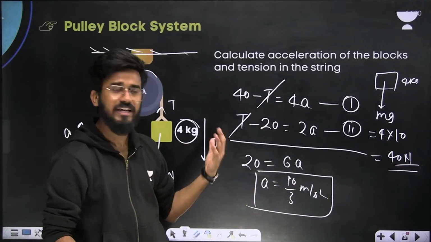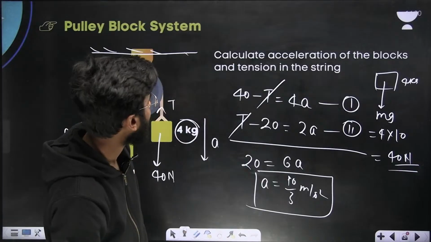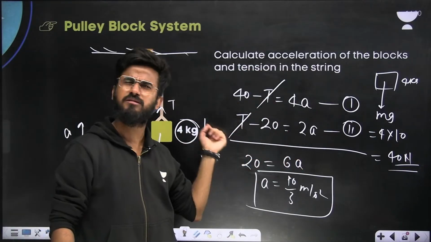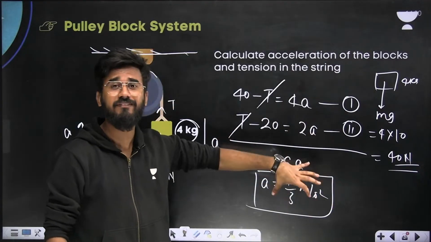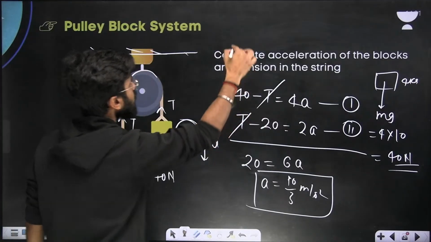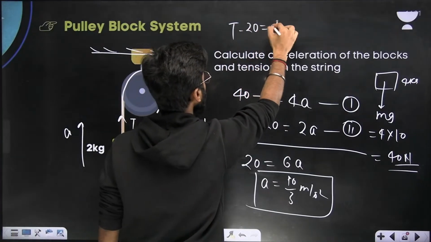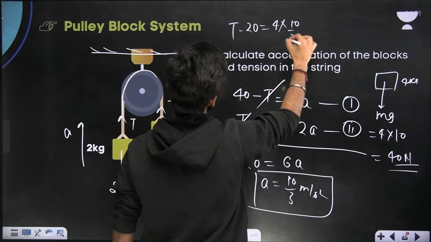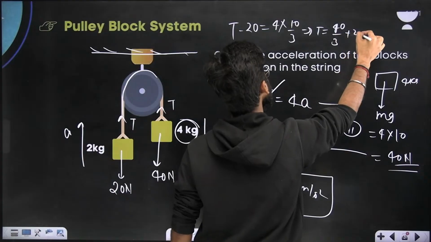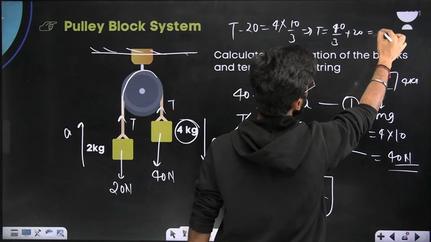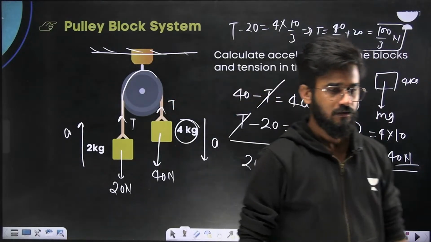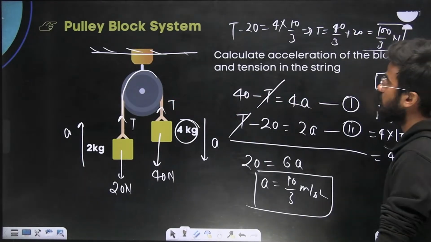Now there is a catch. We have to find the value of tension also. It is written here, calculate the acceleration and the tension in the string. So how will we calculate the tension in the string? We'll consider one equation and substitute the value of acceleration. Suppose we take this second equation. T minus 20 is equal to 2 into acceleration, 10 by 3. So tension is equal to 20 by 3 plus 20, which becomes 80 by 3 Newton. Great. So this is the tension.